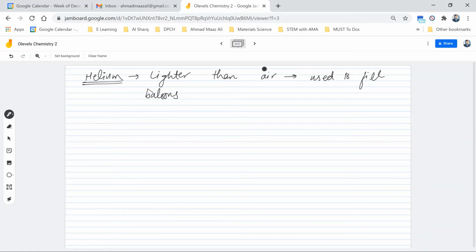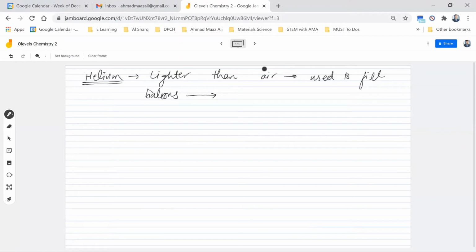All right, and actually a very fascinating part. Basically, hydrogen is also lighter than air. Hydrogen is even lighter than helium. Then why do we use helium balloons instead of hydrogen balloons? If you want something which is less dense, I agree with this.